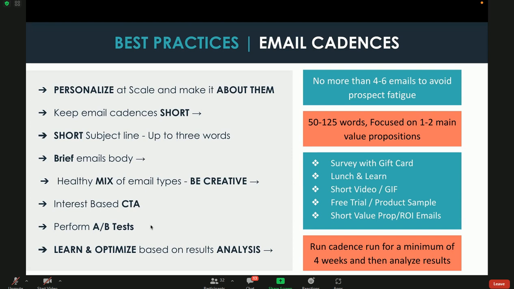You also want to keep consistency. You don't want to change up your messaging every couple of weeks. It's going to be very, very hard to generate any type of insights or results. It's going to be a little bit all over the place. So 4 to 6 weeks, keep your cadences going, learn the results, look at the reports, open rates, CTRs.